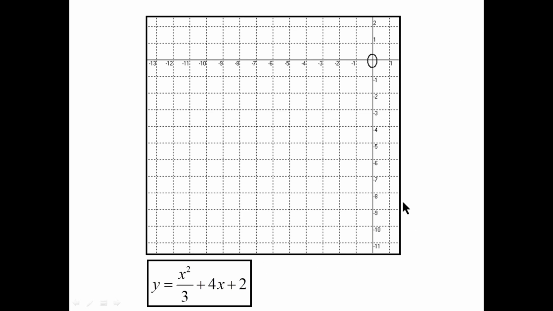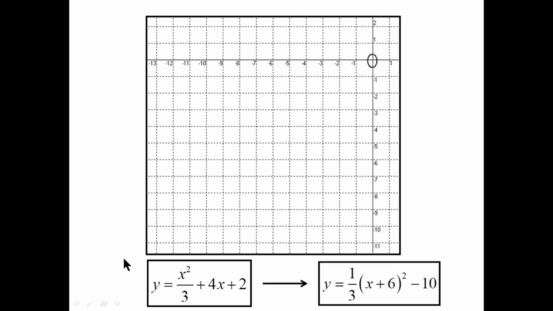So here's our grid, and this is the original parabola that we were to graph, but we've turned it into vertex form, so now it looks like this. A very typical question. Graph this, turn it into vertex form so that it looks like this. And we know the vertex is minus 6, minus 10. So go there on the grid and put a point. Minus 6, minus 10, very carefully.